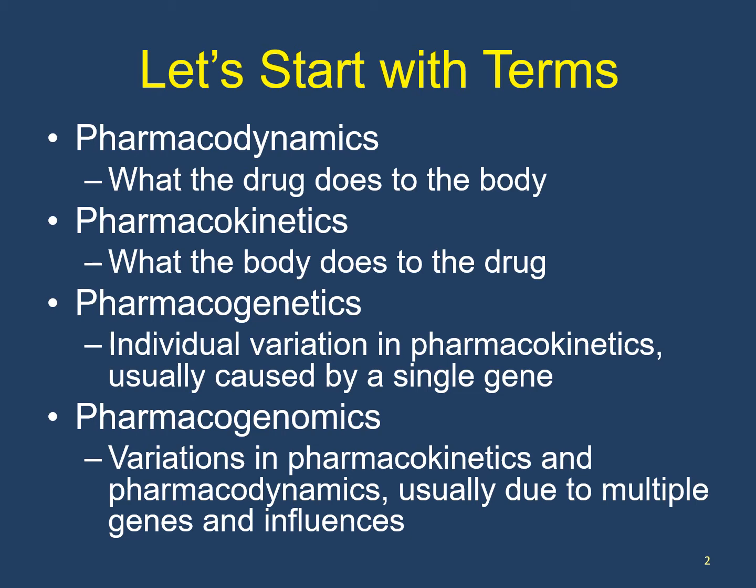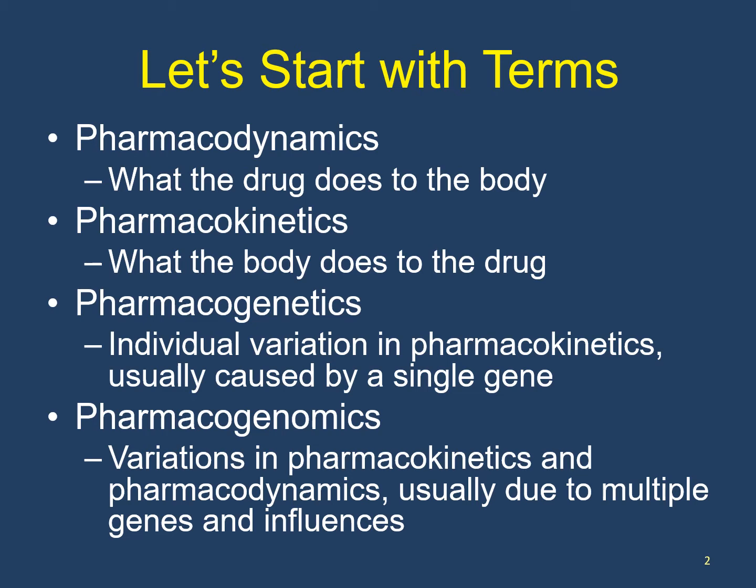Pharmacodynamics, what the drug does to the body. Pharmacokinetics, what the body does to the drug, really in an effort to get rid of it. Pharmacogenetics is what is your genetic predisposition to the properties of pharmacodynamics and pharmacokinetics. And pharmacogenomics is how is that pharmacogenetic tendency expressed? How does it actually impact the way the body responds to a drug?